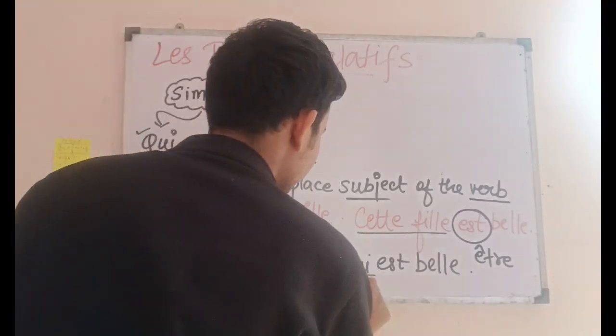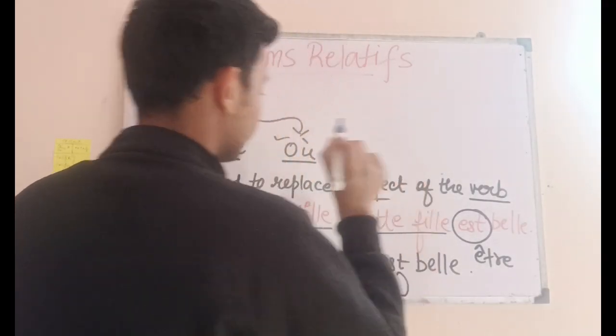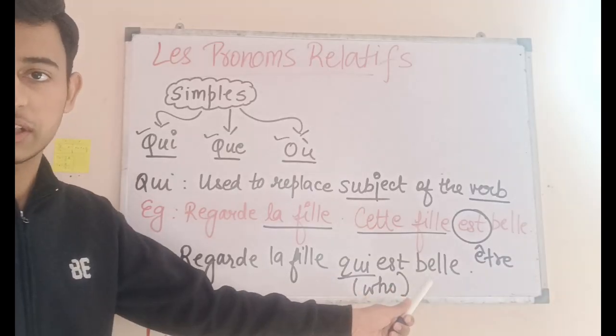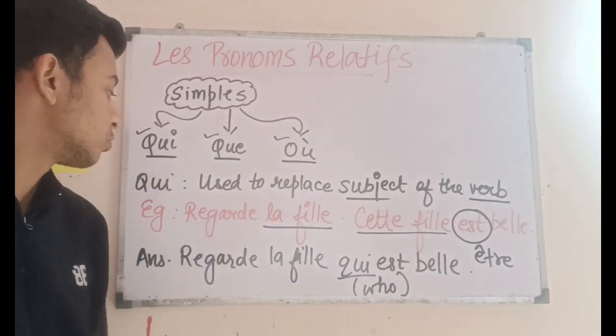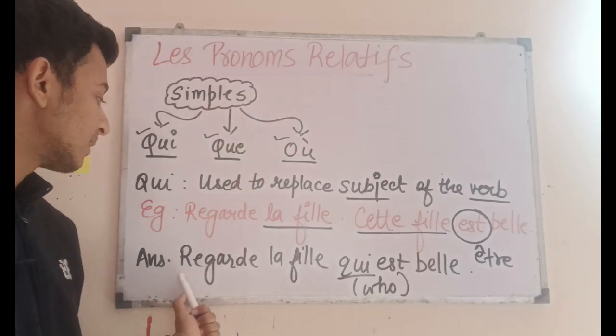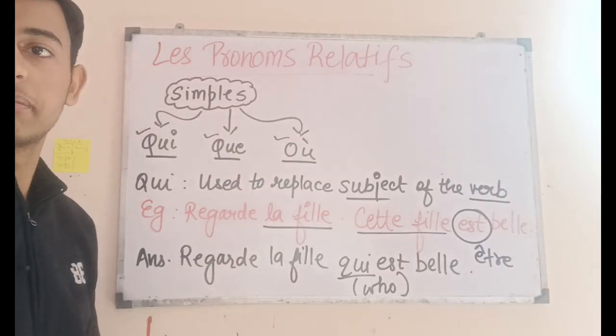So here qui refers to who. This can refer to which also and that also. That is beautiful, we will not say for human beings. We'll say who is beautiful. So regarde la fille, cette fille est belle. The answer became regarde la fille qui est belle.